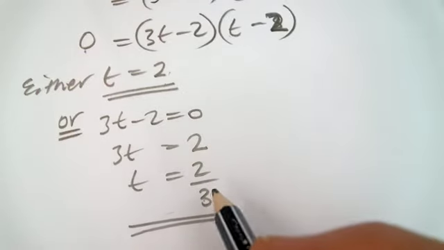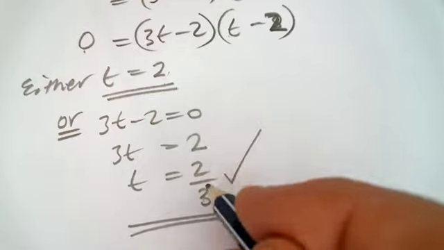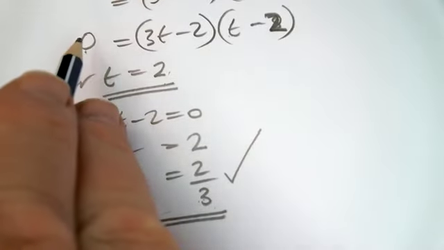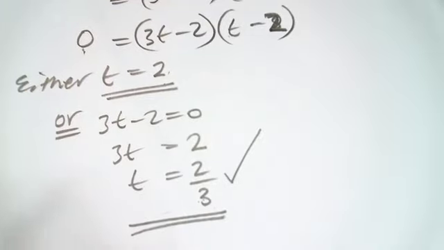These are the two times, and this is the other time, the time when the velocity is 0. And that would be my answer.